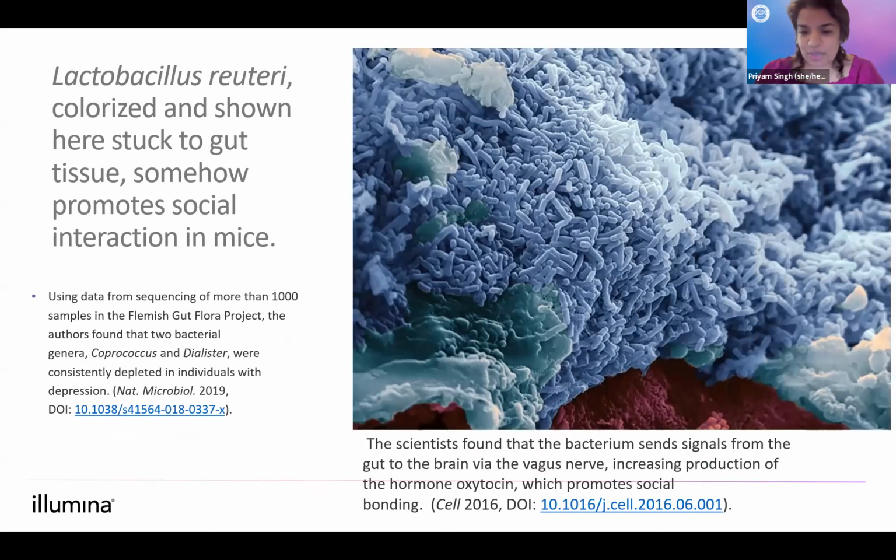I want to tell you about this one very special study. There are a lot of studies in mice and rats where we know that these bacteria play a very important role in autism, depression, anxiety, Alzheimer's, bipolar disorder, and whatnot. But this one study, the one I'm showing you here, involves Lactobacillus reuteri, shown here stuck to the gut. It's a very interesting study because the scientists weren't really looking for this bacteria.